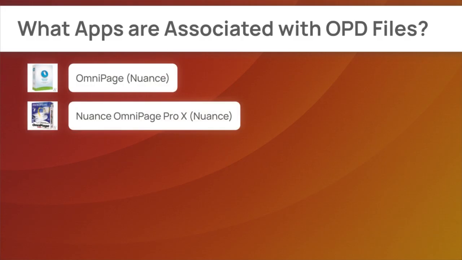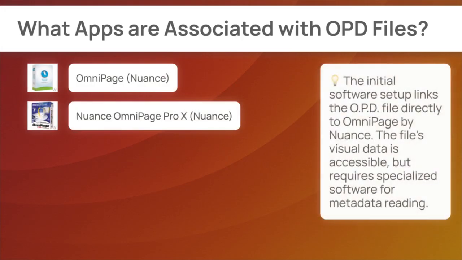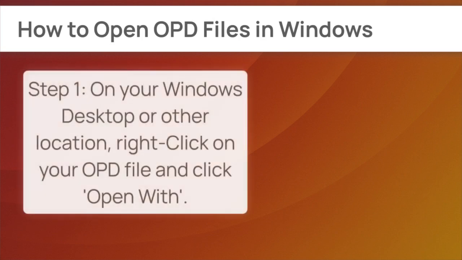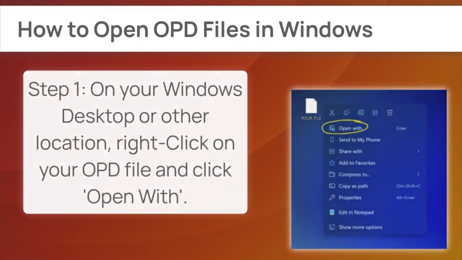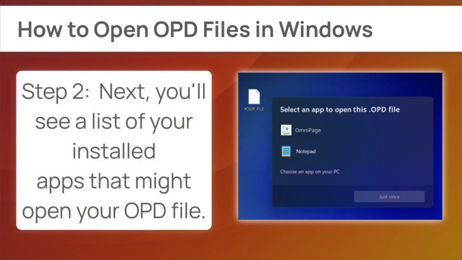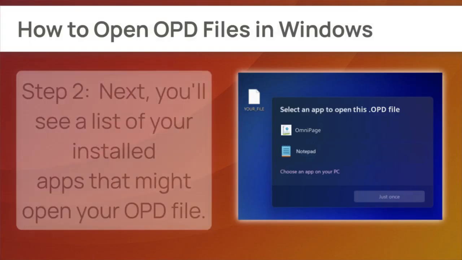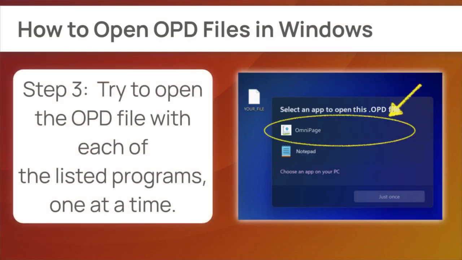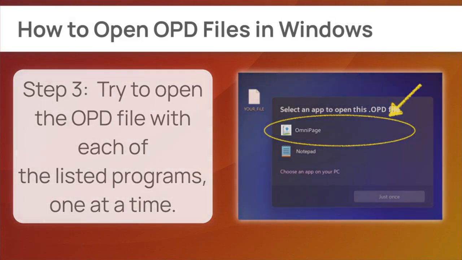Windows displays only generic icons, indicating a need for specialized software. Windows can display some document formats, though detailed editing depends on compatible tools. Your first step in unlocking the file: right-click the OPD file and select Open With. Prioritize OmniPage if you see it. If not, select another program. A systematic approach is best here.